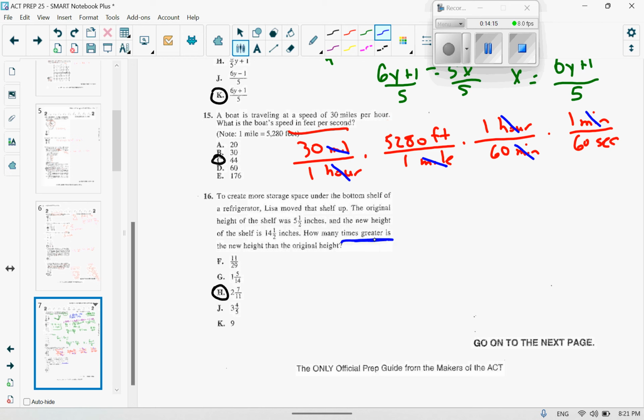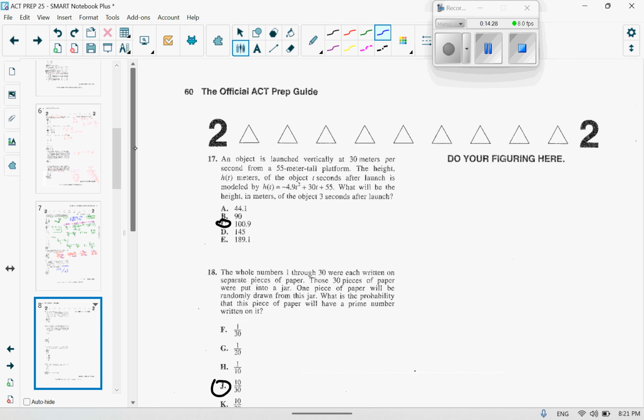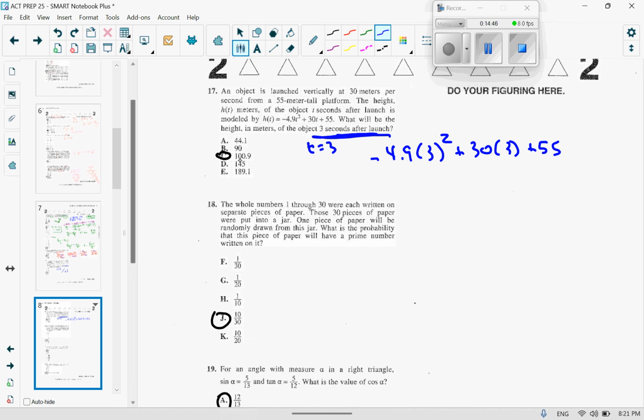How many times greater is the new height than the original? So I'm just going to do 14.5 divided by 5.5. And I end up with 2 7/11. Okay. After 3 seconds after launch, I'm just going to plug in 3 for t. So negative 4.9 times 3 squared plus 30 times 3 plus 55. Get 100.9.